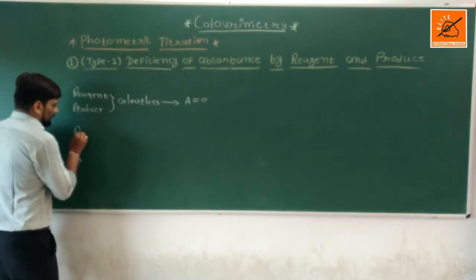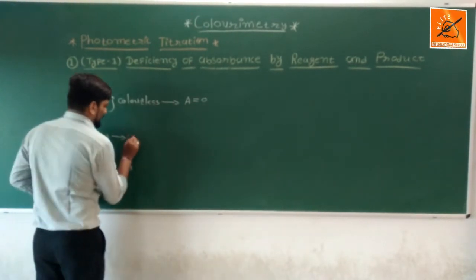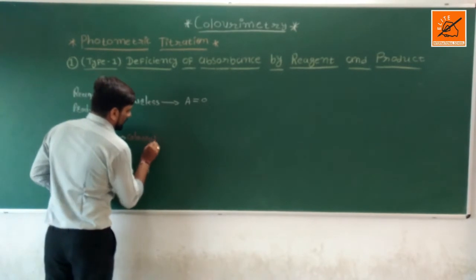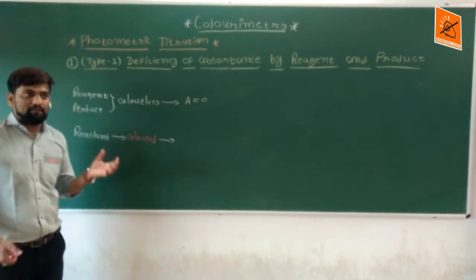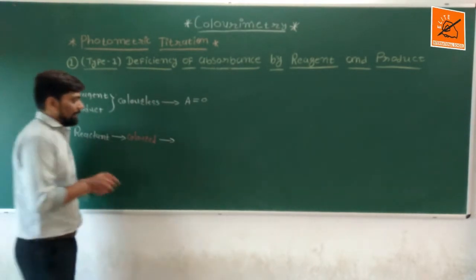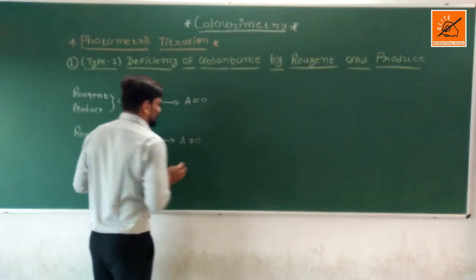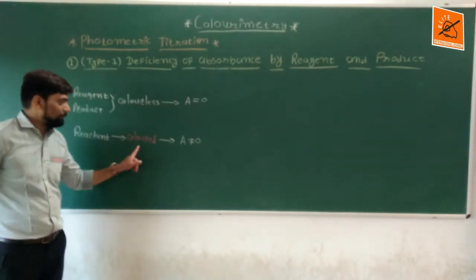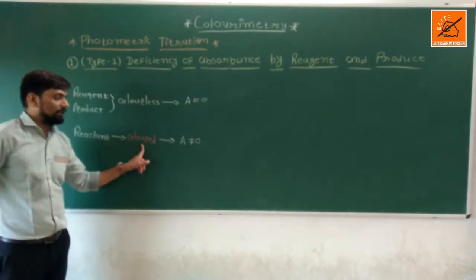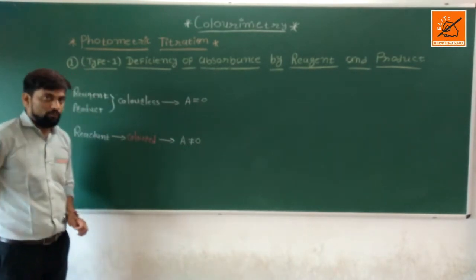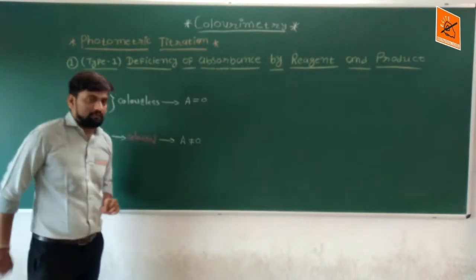Then we take a third component, the reactant. This reactant is taken as a colored compound. A colored compound has an absorbing property, meaning light is absorbed by it. That's why absorbance is not equal to 0. So here the reactant is a colored compound, and absorbance is not equal to 0. Here the reagent and product are both colorless, so absorbance is equal to 0.